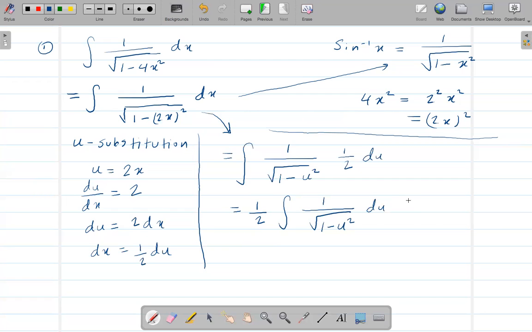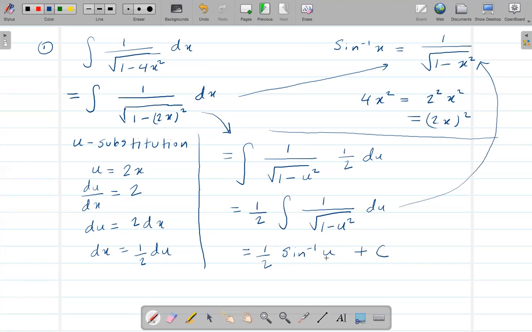Now this is exactly the same as before, it's just that now we have u here. It doesn't make a difference, okay? So if we have u here, then the integration of 1 over square root of 1 minus u squared will be sine inverse of u, and of course, after this, we have to write plus c.